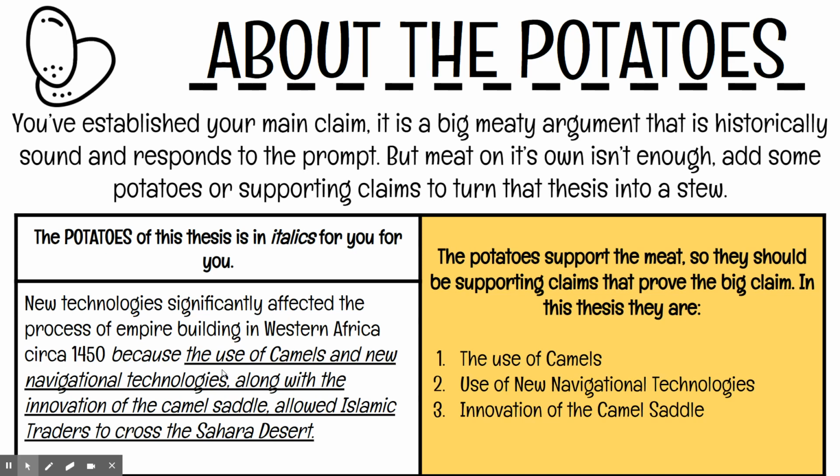So the three big things that I said when I described it was the use of camels, right? That was one thing that significantly affected empire building in Western Africa. The use of new navigational technologies and the innovation of the camel saddle. So if I was writing my DBQ, each of these different claims would be a body paragraph. So I would have three body paragraphs for the DBQ that I'm writing.